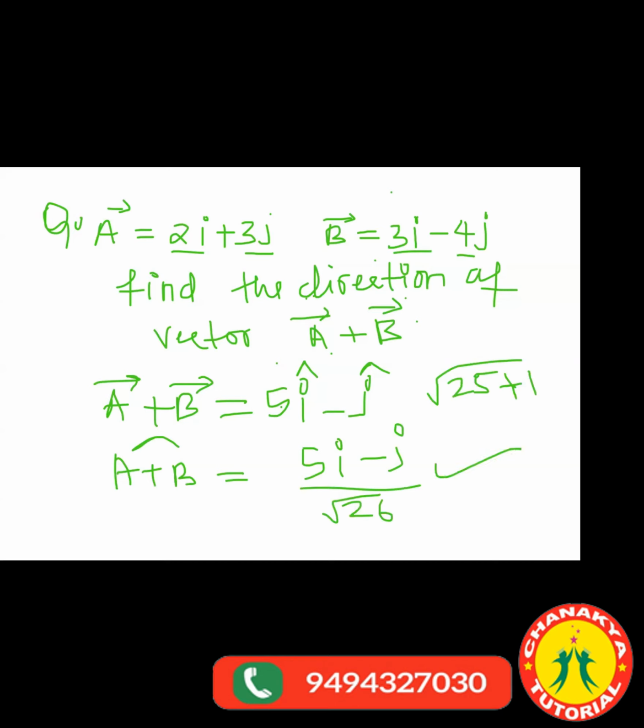Similarly, A minus B, you can do 2i minus 3i is minus i. 3j minus of minus 4, it will become plus, so 7j. So you can do it similarly. Now, this is a very simple thing. You can put the values and get the answer. But in the question, you won't get it directly, right? In NEET and all, you might get it, but if someone is preparing for JEE, you will not get these vectors directly.